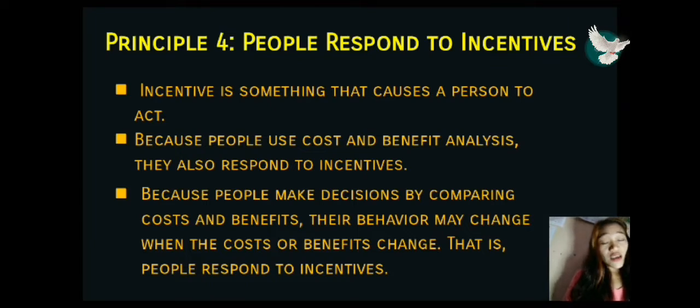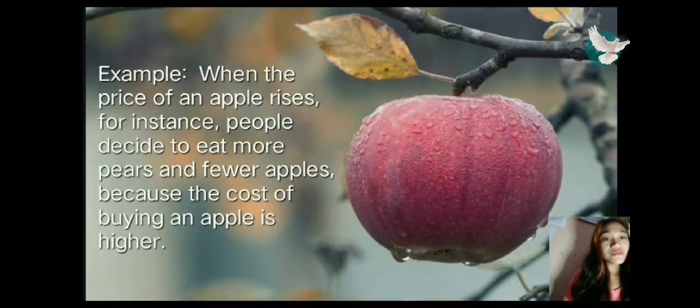And actually, many economists agree with this principle. We are more likely to do something if its benefits rise and less likely if its cost rises. It motivates behavior through payments. Like for example, when the price of an apple rises, for instance, people decide to eat more pears and fewer apples because the cost of buying an apple is higher.